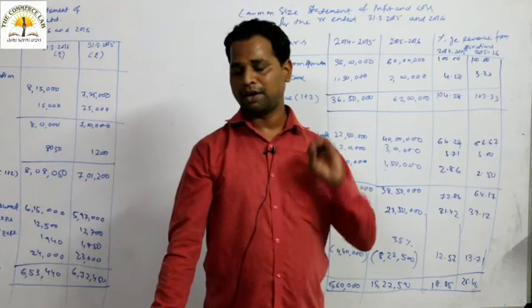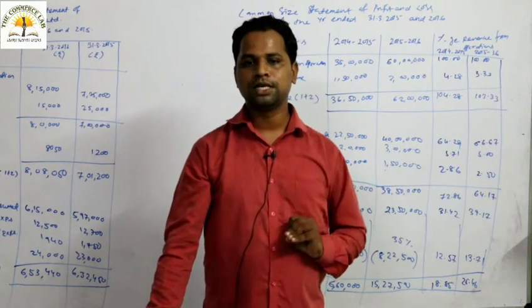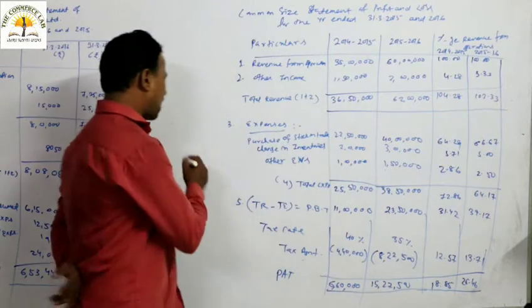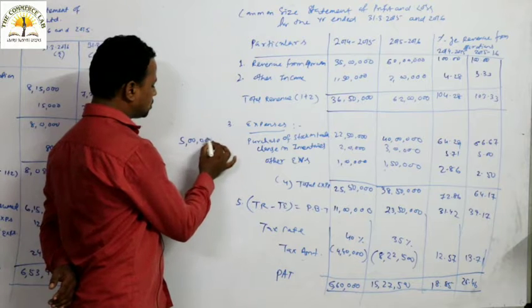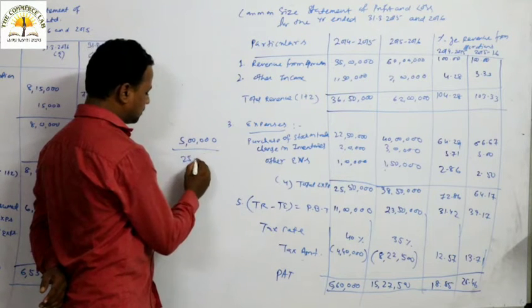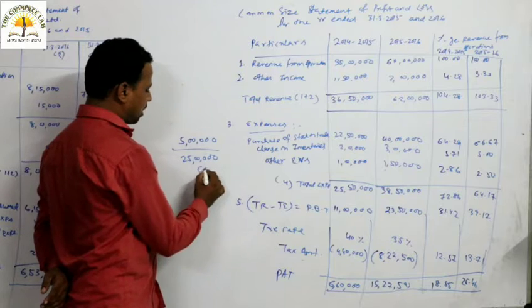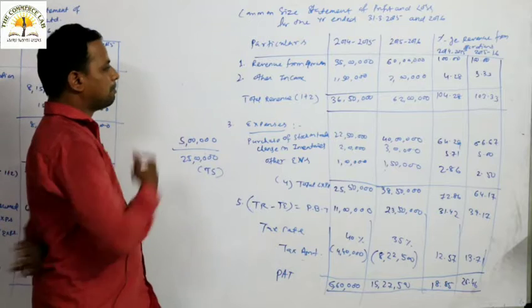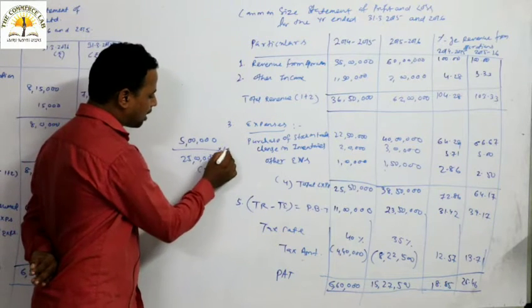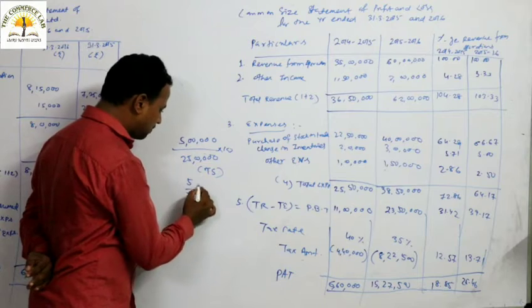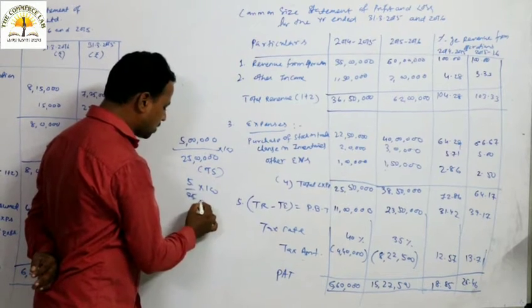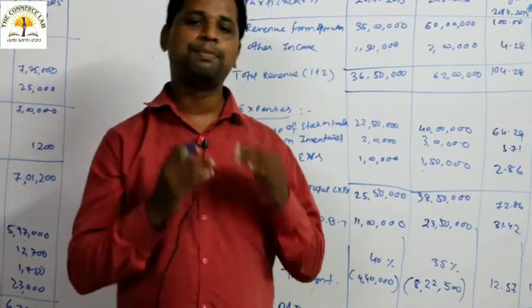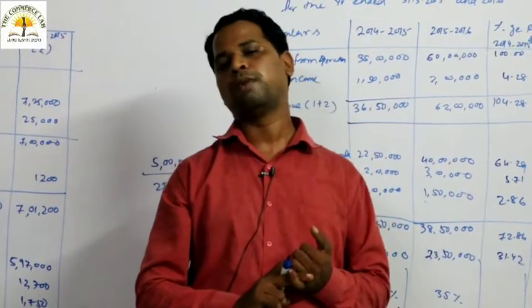Suppose a particular income is there, let's take 5 lakh. If the total sales is around 25 lakh, if the total sales is how much? 25 lakh. This is total sales. If particular income is 5 lakh, then how to calculate the percentage? 5 lakh by 25 lakh into 100. So how much the percentage you got? 20%.